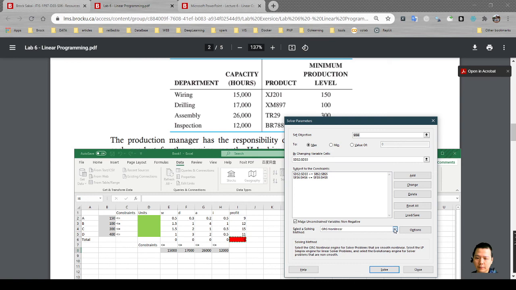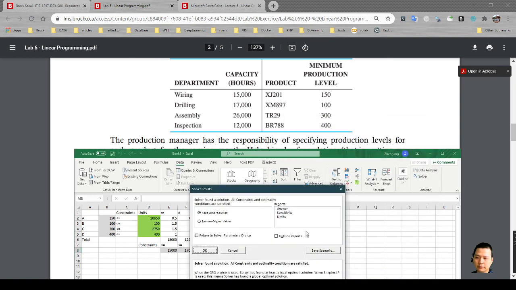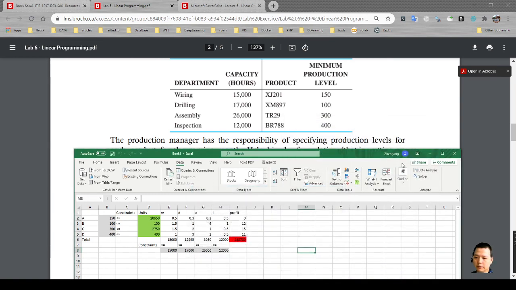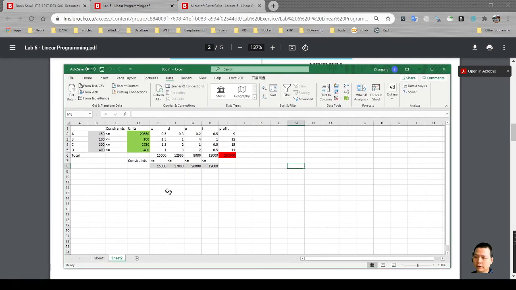The last one would be to change this to Simplex LP. Okay, then the question is done. Right? The Excel tells us to produce 20,650 for A, 100 for B, 2,070 for C, and 400 for D. And the total profit would be 232,700 for the maximum reachable profit, right?